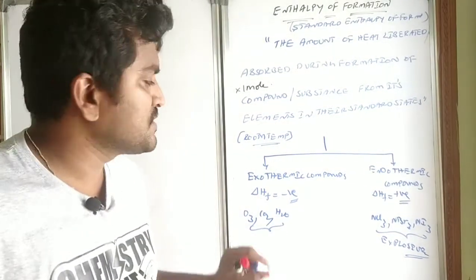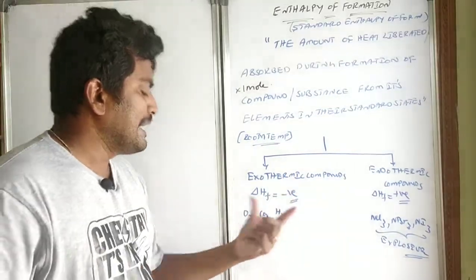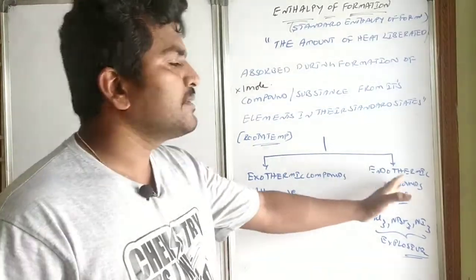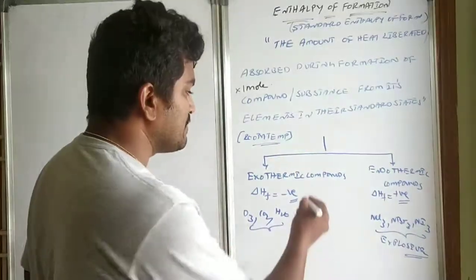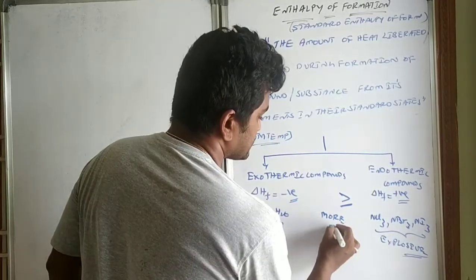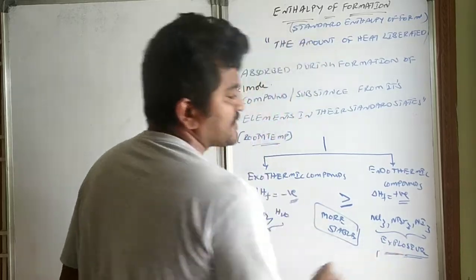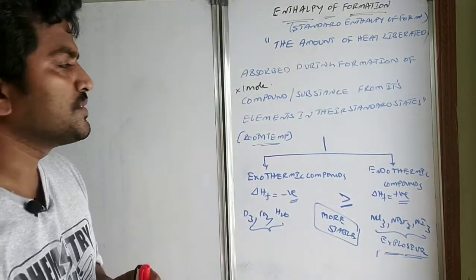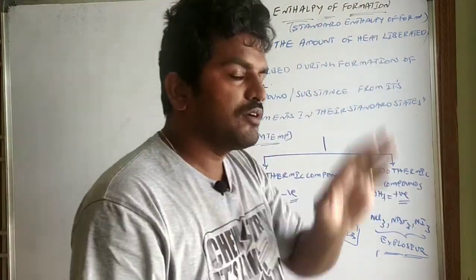So during formation of some compounds, heat will be liberated. They are known as the exothermic compounds. In some compounds, heat will be absorbed. They are endothermic. So coming to the stability, exothermic compounds are more stable compared to the endothermic. These will be explosive in nature. So these are the basic things regarding the enthalpy of formation.